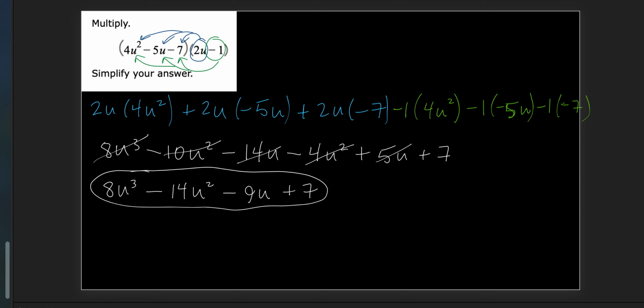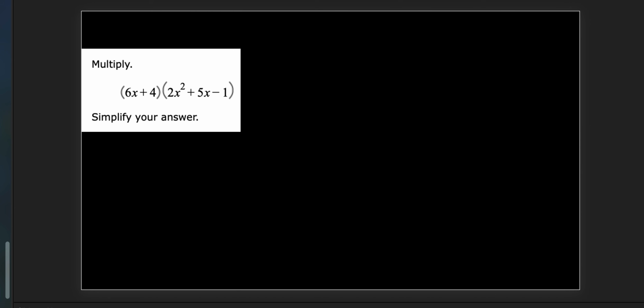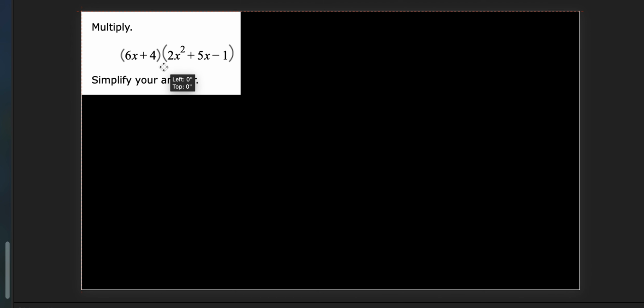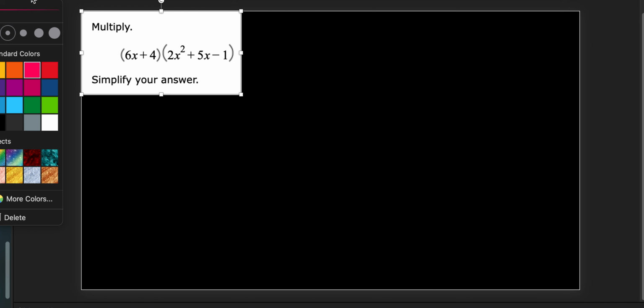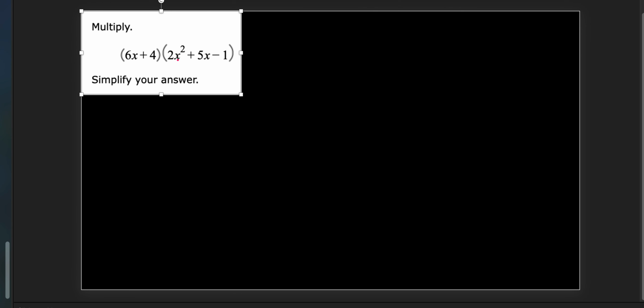Just 4 more problems left. I think I've got another one of those, so we'll try that. If you don't need that, you can go on to the next problem. So I'm going to circle what I'm going to do. So I've got a binomial times a trinomial. So I need to take that 6x and multiply it by each term in the parentheses to the right of it. And then I'm going to take that 4 and multiply it by each term in the parentheses here.